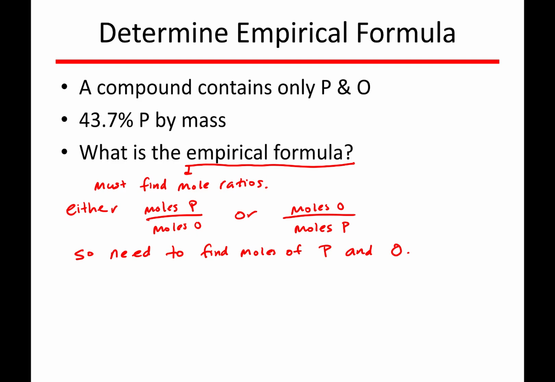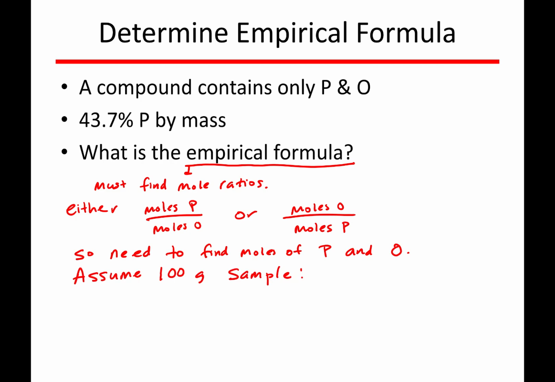Problem here is, we're just told the percentage of phosphorus by mass. We're not actually given a mass of phosphorus. And so what we can do is, when the problem doesn't specify a mass, we can assume a sample size. And let's think about what would be a good amount to assume. You could pick any number you want, but I think the number that's the easiest to deal with is 100 grams, because when you deal with percentages, 100 is a nice number to work with. All right, so we're going to assume a 100 gram sample.